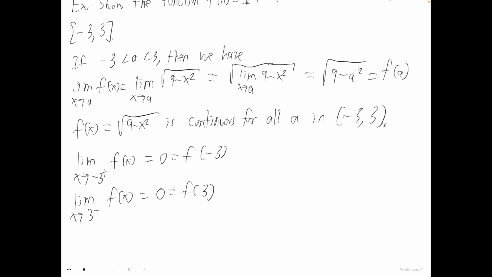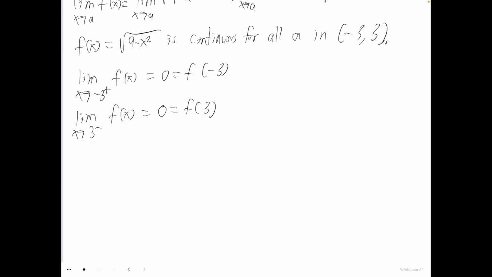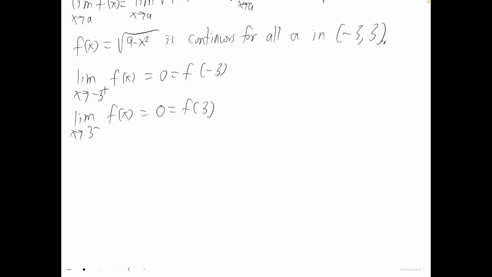And so we are continuous from the left at 3 and from the right at negative 3. So we satisfy the conditions to have continuity on the full interval. And so f of x equals the square root of 9 minus x squared is continuous on the interval negative 3 to 3. Because it's continuous for everything in the middle, and we have the needed one-sided continuity at the endpoints.